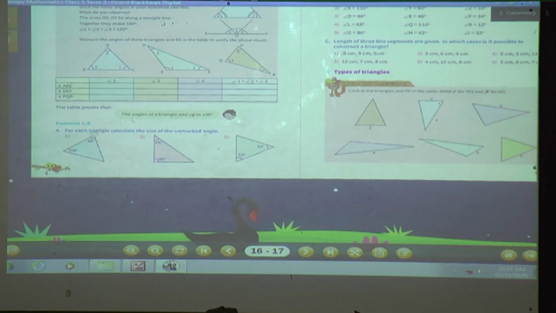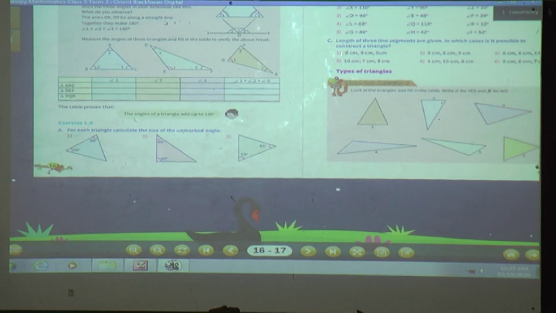So students, in our previous class we have studied about quadrilateral, polygon, even types of lines. Even we have solved one example from exercise 1.8. So we will see our next examples. Open page number 16, exercise 1.8, second one. See students, here is our second example.